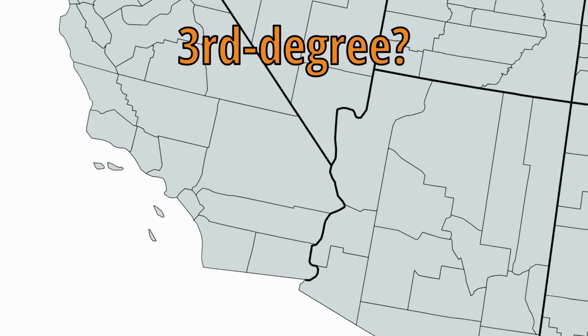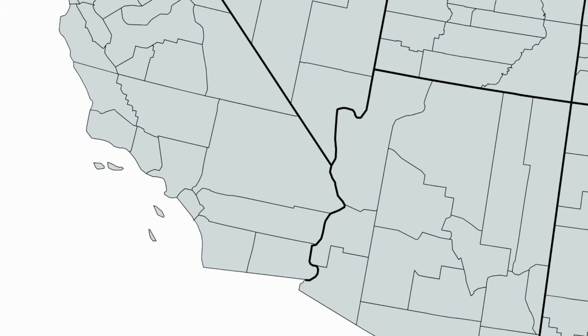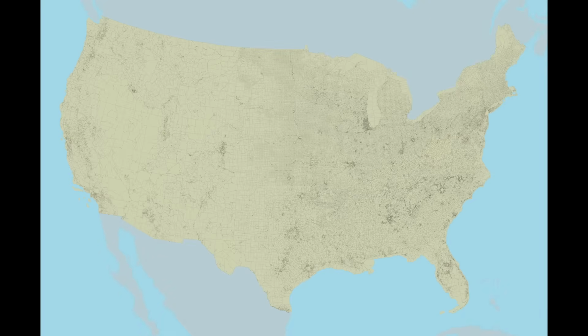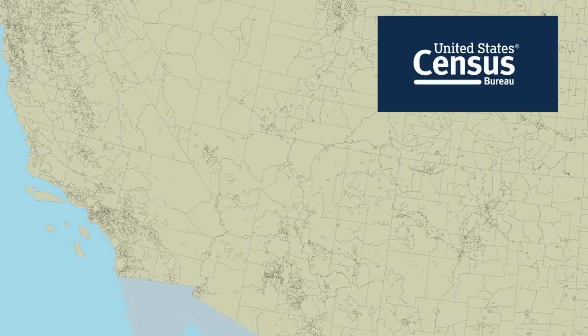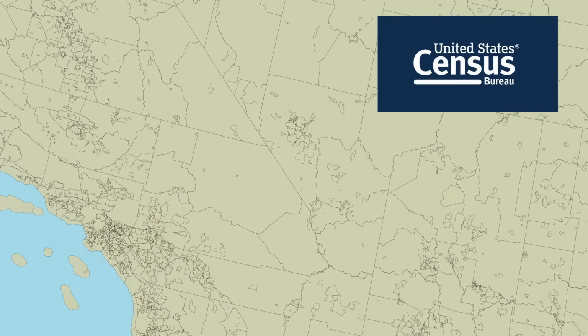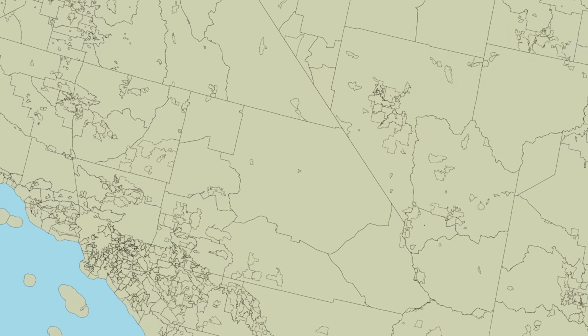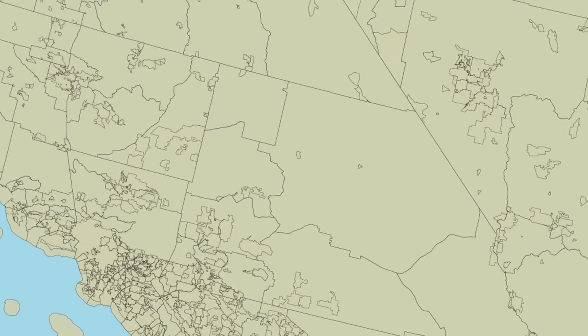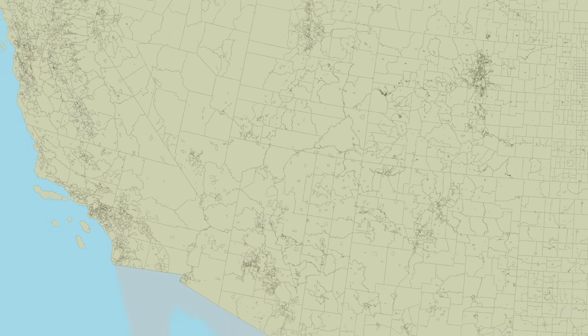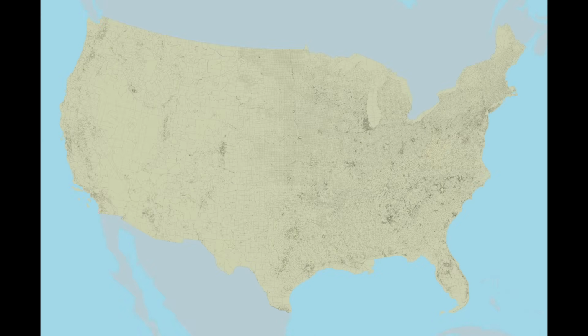But how about the third degree? Is there anything in the US dividing up the counties? Well, yes, the US Census Bureau does indeed divide counties into further subdivisions. But this situation is very complicated. And there are 30 different types of county subdivisions and places across the United States.